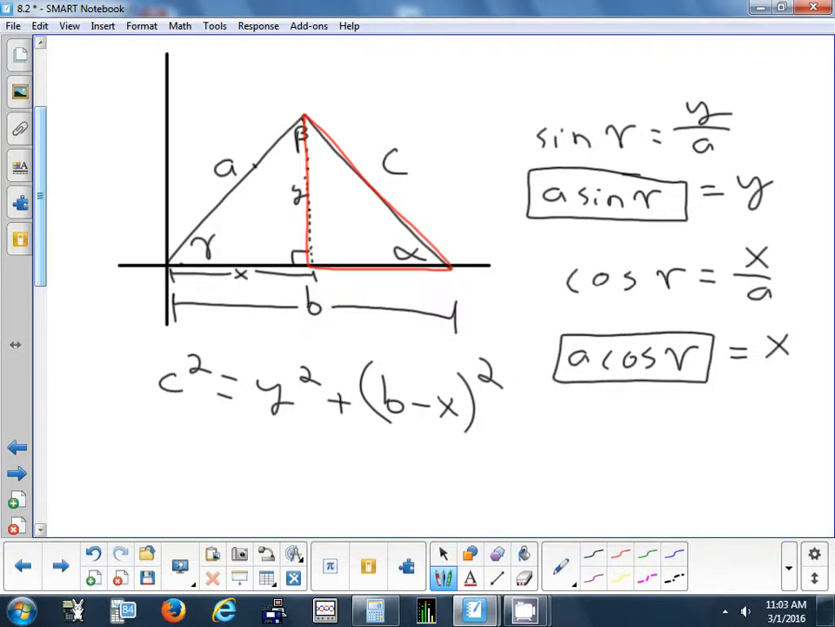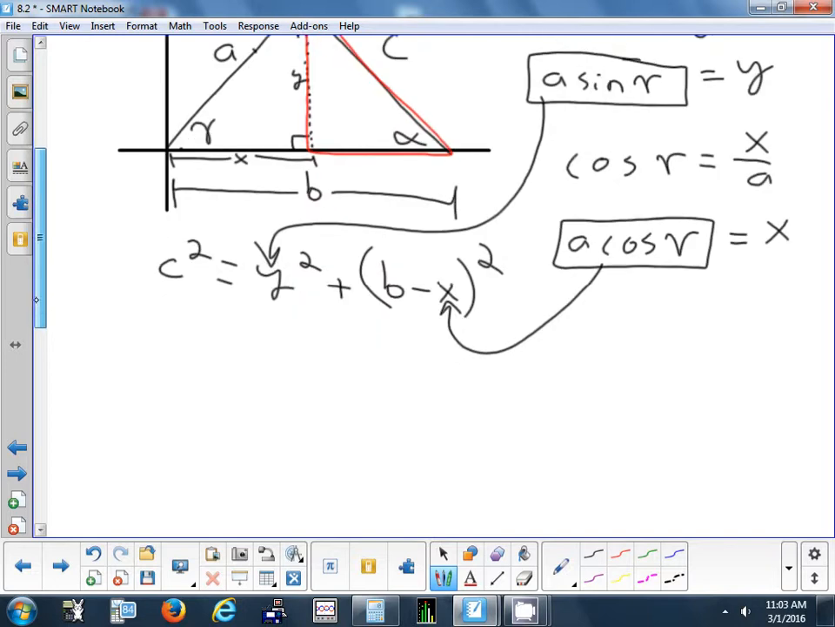All right, so what I'm going to do is fill in that for y, and I'm going to fill in that for x. Okay, any questions on that? And then we're going to do everything else, simplify it, and that's going to give us the law of cosines. So we get c squared equals a sine gamma.